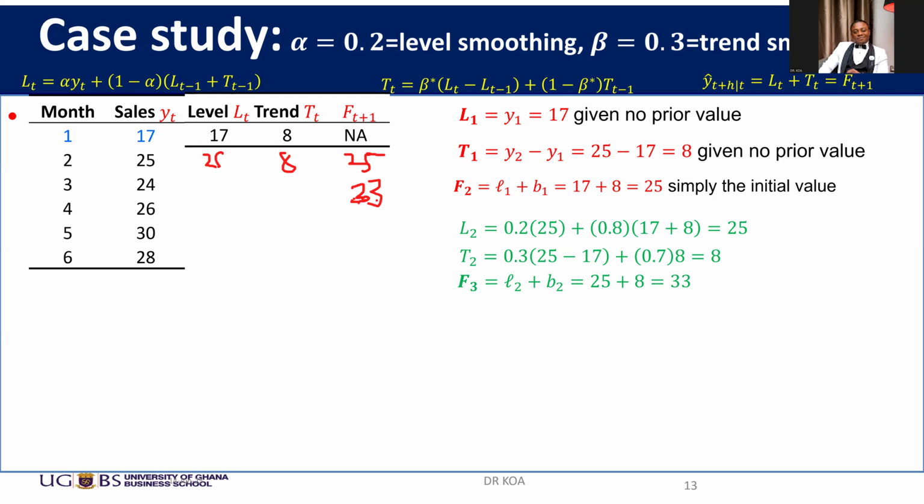Now, can you use that same information to forecast for period 4? That means you need to calculate the level for period 3. In other words, you should come back here and calculate the level for period 3, the trend for period 3, and use it to forecast for period 4. Can you do that? If you can do that, we'll move on. If you cannot do that, we'll work it out together.